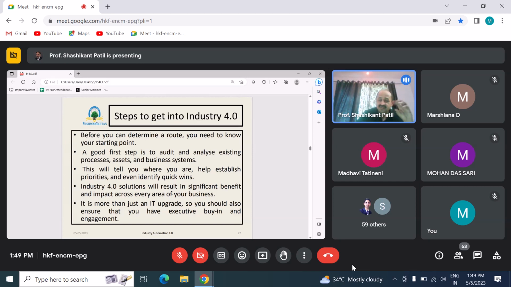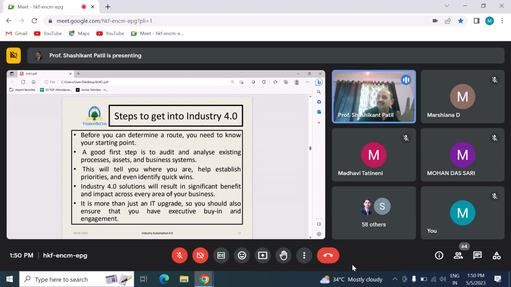If you do all these types of analysis, because that mindset is also required, this will tell you where you are, and help you establish priorities and even identify quick wins. Industry 4.0 solutions will result in a significant benefit and impact across every area of business. If you do proper analytics and findings, you can easily implement it. It is more than just an IT upgrade. It is not just getting all the technology, software, hardware, and firmware and converting it.